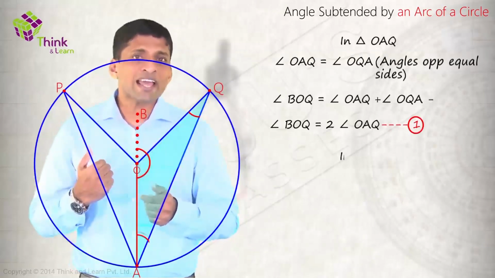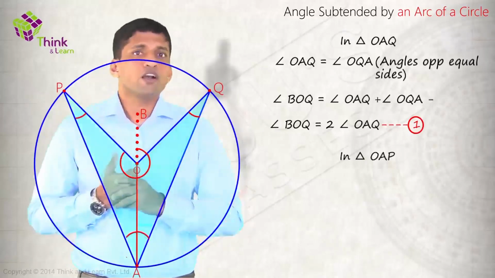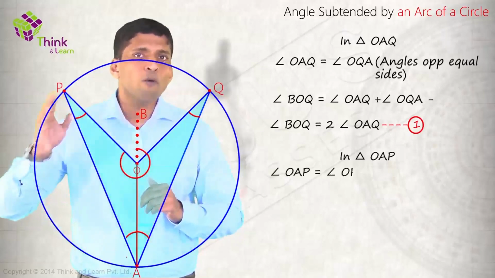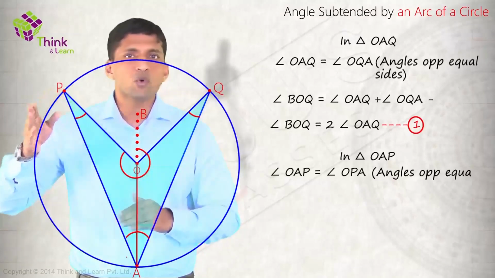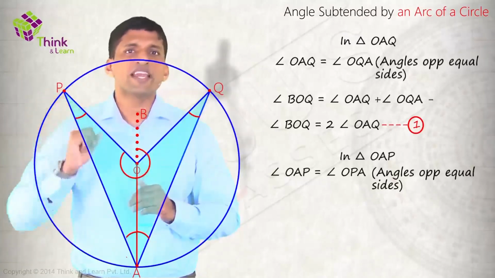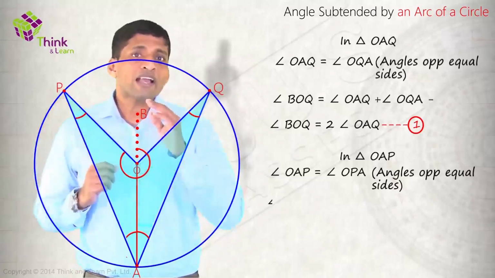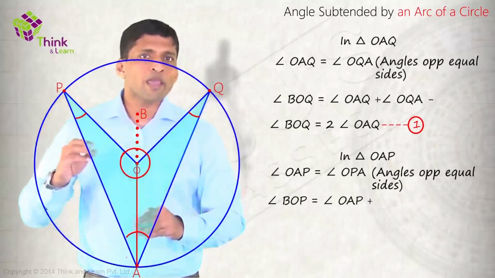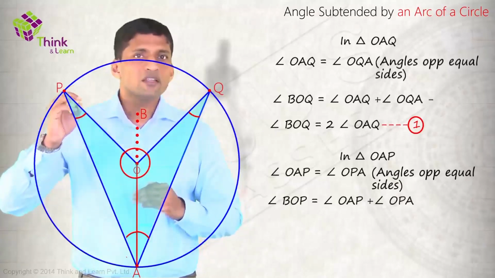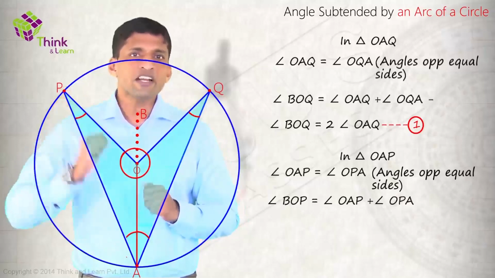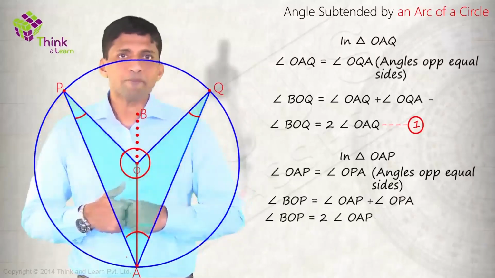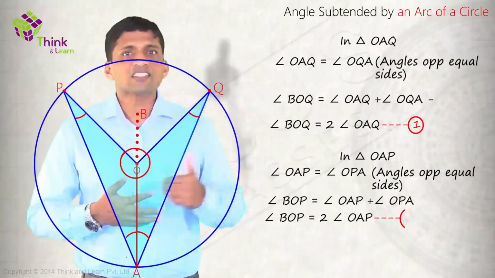Similarly, in triangle OAP, we can write down angle OAP equals angle OPA, because they are angles opposite equal sides. OA and OP are the radii. And angle BOP equals this angle, that is angle OAP plus angle OPA, sum of remote interior angles, which in turn can be written as 2 times angle OAP. Now take that as the second statement.